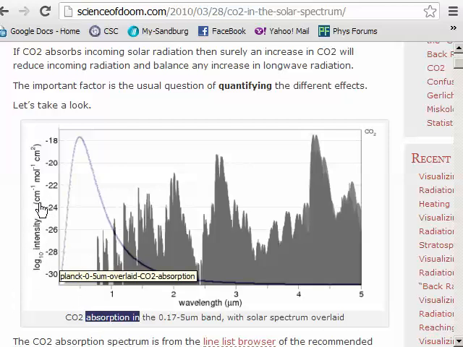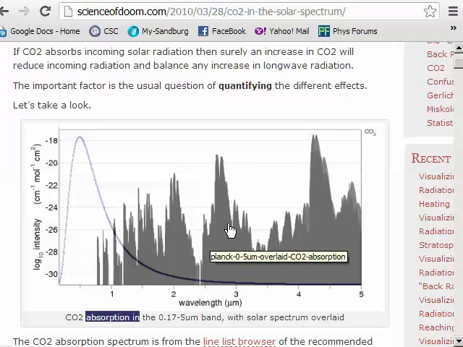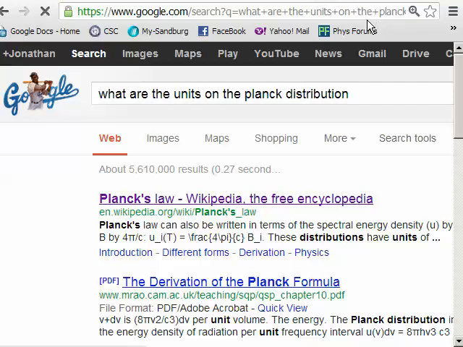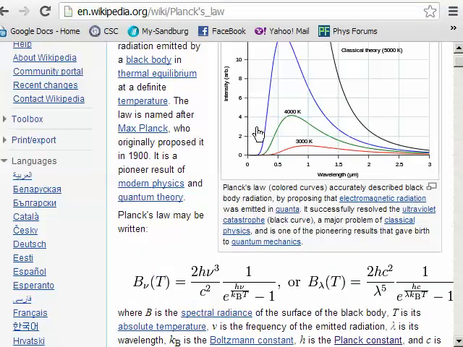What the heck are the units on this thing? Per centimeter, per mole, centimeters squared. Why would you have centimeters squared per centimeter? It says Planck 0, 5 overlaid carbon dioxide. Oh, this is Planck. This is called the Planck distribution. So that's why it's Planck. Which makes me ask the question: what are the units on the Planck distribution? Well, I got something else there. Oh, this has intensity in arbitrary units.